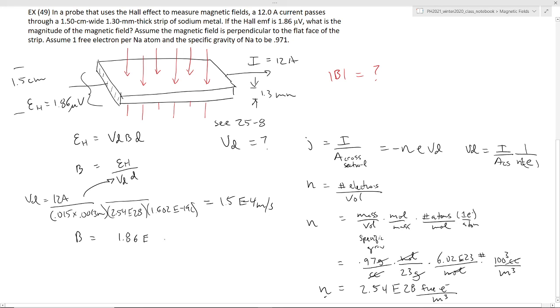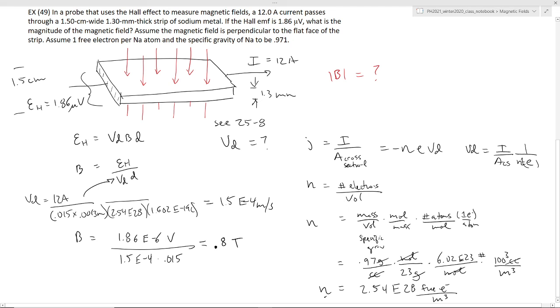1.86 times 10 to the minus 6 volts over this 1.5 times 10 to the minus 4, and the width, 0.015. And this will give us something like 0.8 Tesla. We can check our units here.